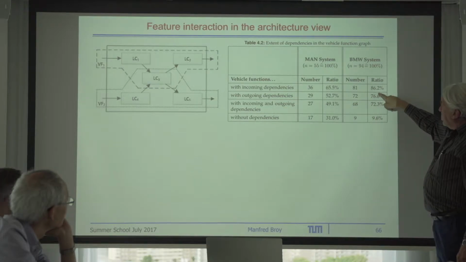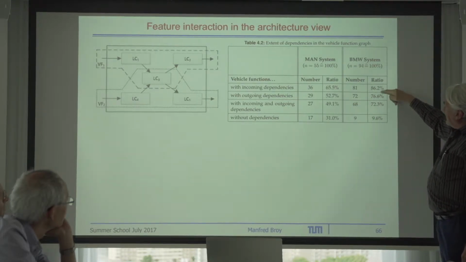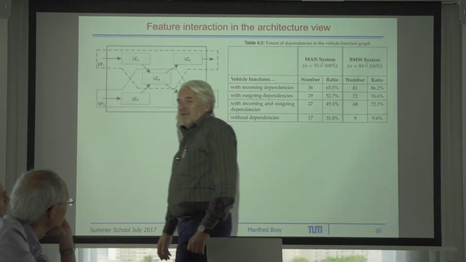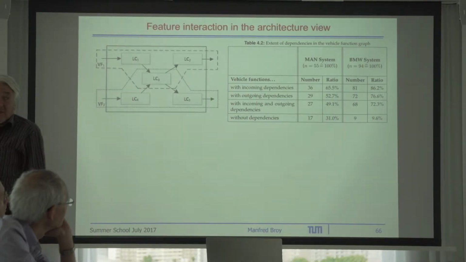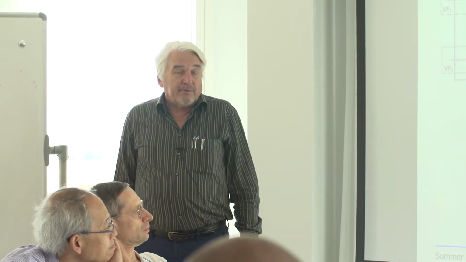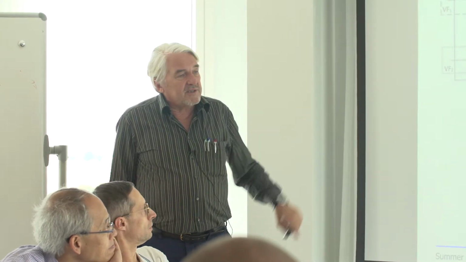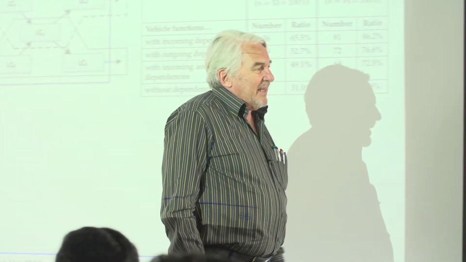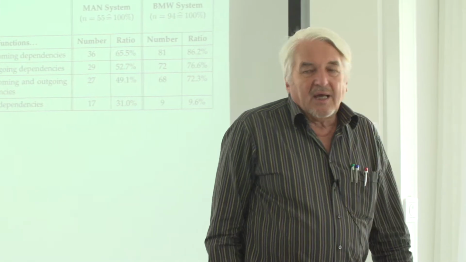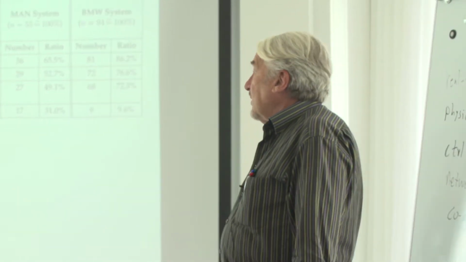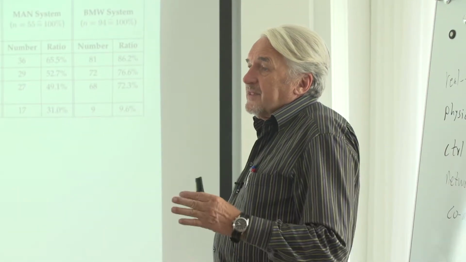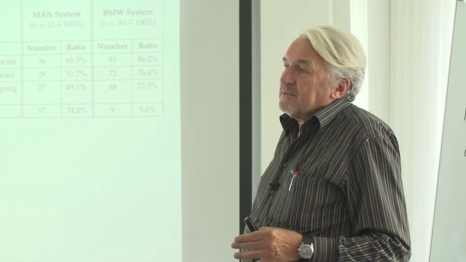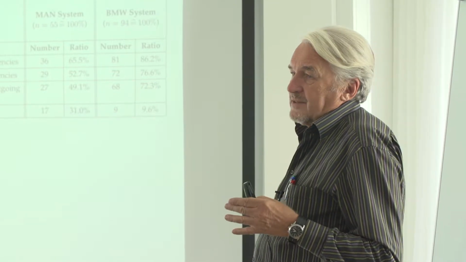Here you see we had around 80% incoming or outgoing dependencies. So feature interaction is a real issue in the industry. By the way, we have also done a PhD thesis which looked at the number of remaining errors in systems, and it's obvious that a very high number of remaining errors in systems are in feature interactions. Why is that? Because systems are tested feature-wise.